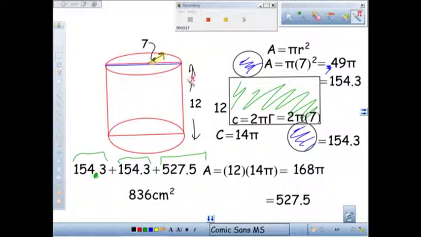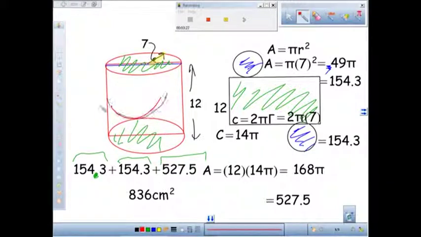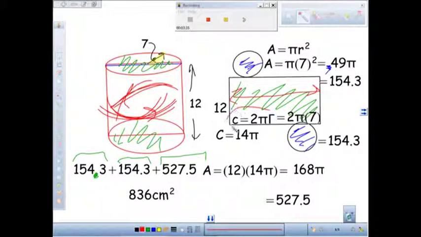The key again is to remember to break this into parts: top, bottom, and the wraparound component, the lateral area. So that wraparound piece that's been laid out flat here, where the circumference will tell me how long that edge is.